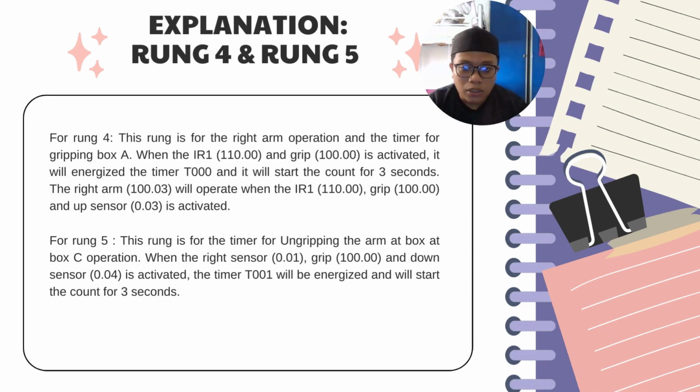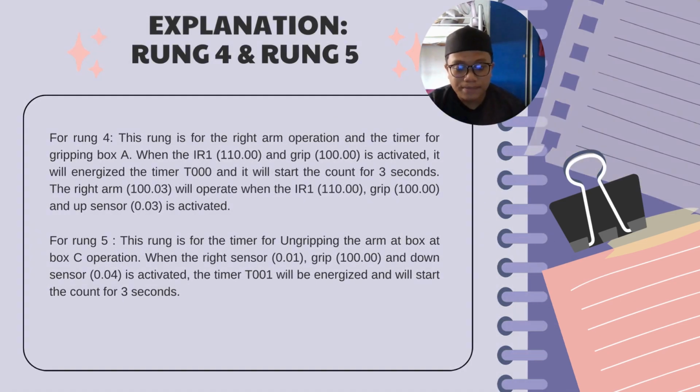The right arm 100.03 will also operate when the IR1 110.00, grip 100.00 and also the up sensor, which is 0.03, are activated. For round 5, this round is for the timer for ungripping the arm at box C operation. When the right sensor 0.01, grip 100.00 and down sensor 0.04 are activated, the timer T001 will be energized and will start the count for 3 seconds.